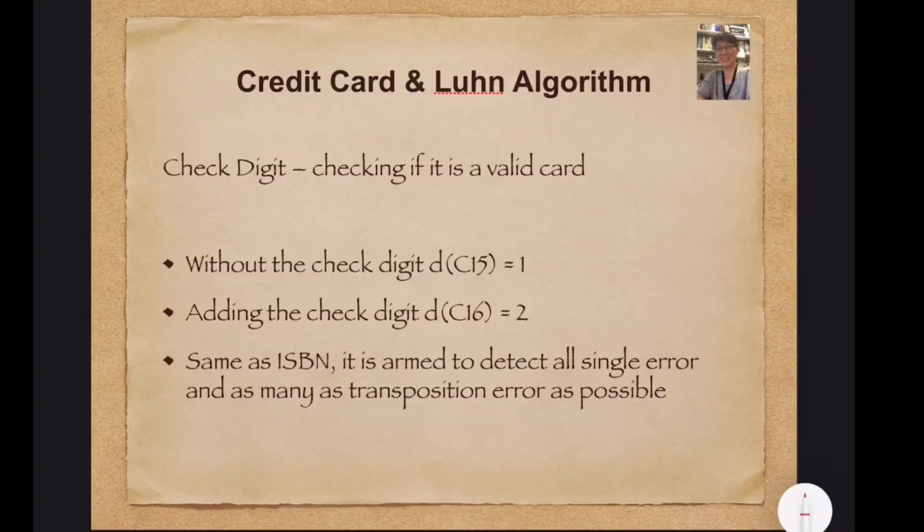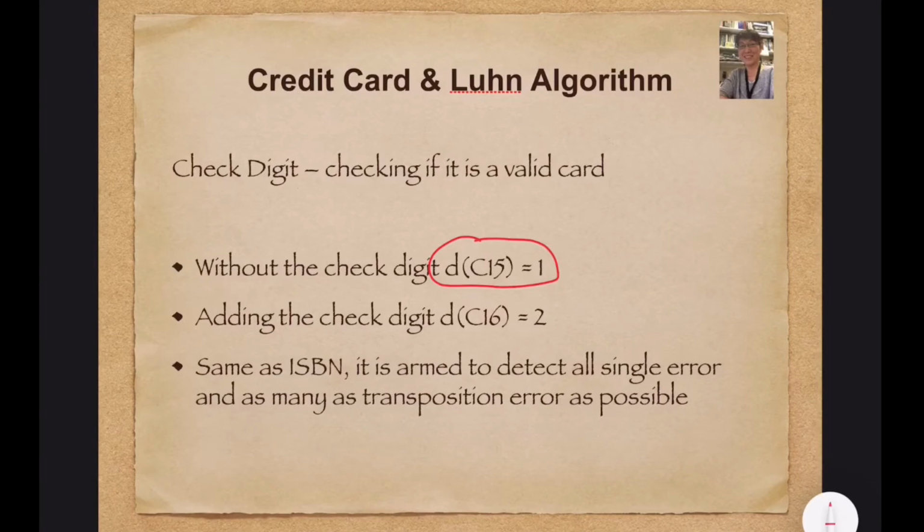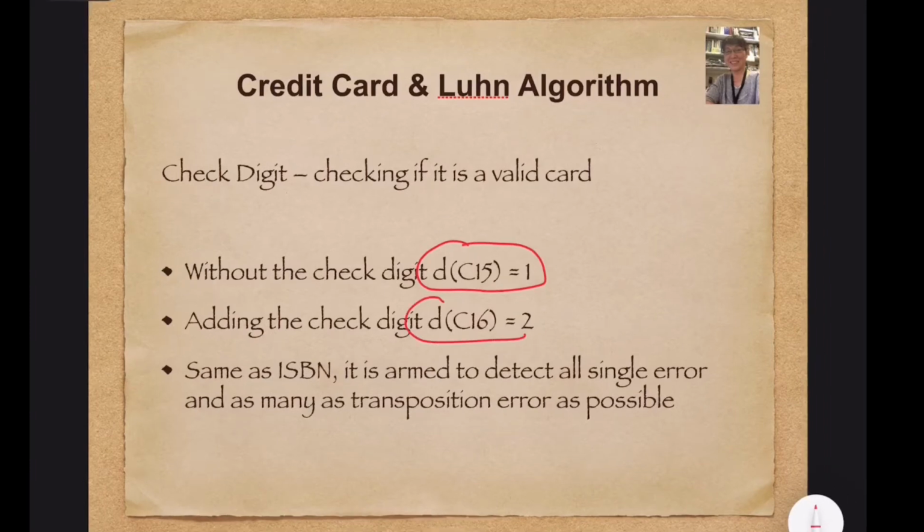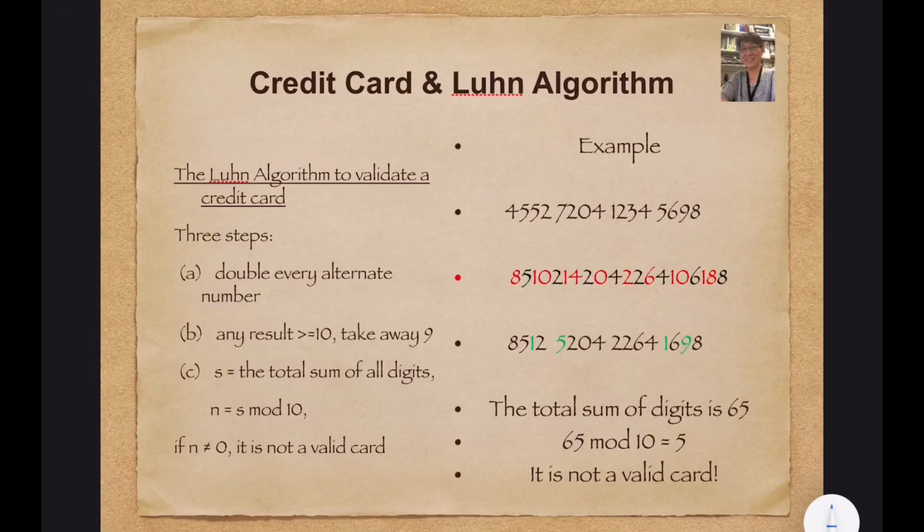As we just mentioned, the first 15 digits in a credit card number are all randomly generated. Therefore, the minimum distance is 1. But by adding the last check digit, we want to achieve a minimum distance of 2. With a minimum distance of 2, we aim to detect all single errors and as many transposition errors as possible. Let's use an example to explain how a credit card is validated.